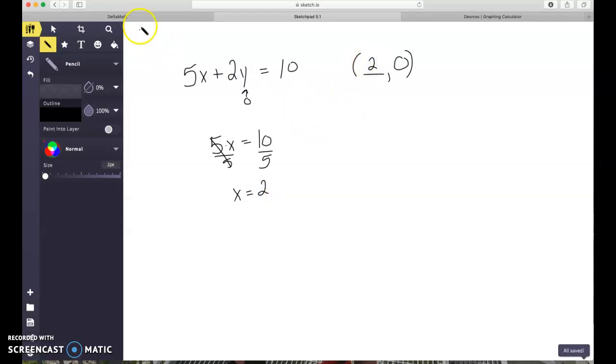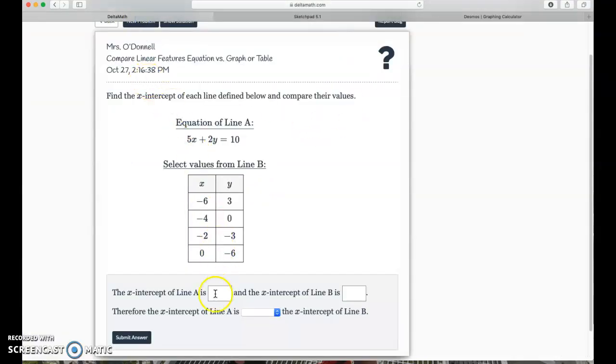So 5 divided by 5 is 1x, and 10 divided by 5 is 2. So that x-intercept is (2, 0), right? So the x-intercept of line A is (2, 0). And the x-intercept of line B, well, it's real nice because they gave us both the y-intercept and the x-intercept, right? So our x-intercept of line B is (-4, 0). Okay, so therefore the x-intercept of line A is greater than the x-intercept of line B. And all I'm doing here is comparing the 2 and the negative 4, right? And 2 is bigger than negative 4. And that's it. That's all you've got to do.